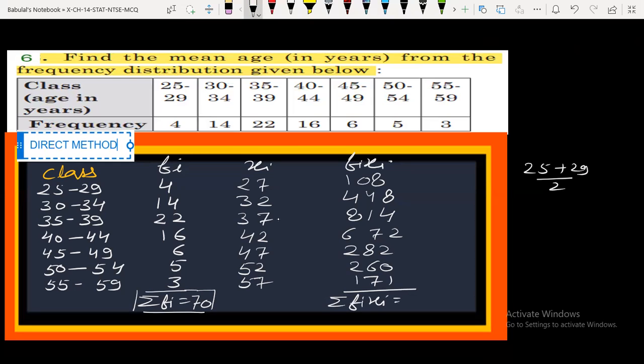What is their sum? Please add carefully. I am giving you 1 minute for addition of total fi into xi. You add, and meanwhile I will also add. You should not make any mistakes. If you can add this properly, it means you have mastered this type of questions.